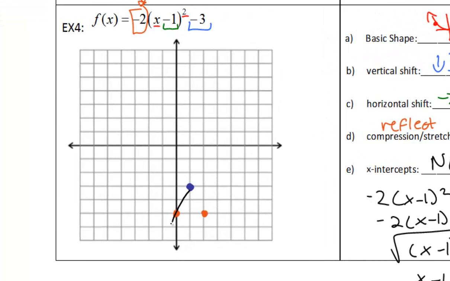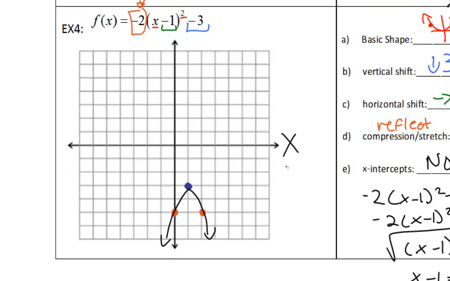Again, finish graphing by making sure you have the same shape. And if you look here, here's my x-axis up here. I'm pointed down. Am I ever going to cross this? No. Makes sense that I don't have x-intercepts.